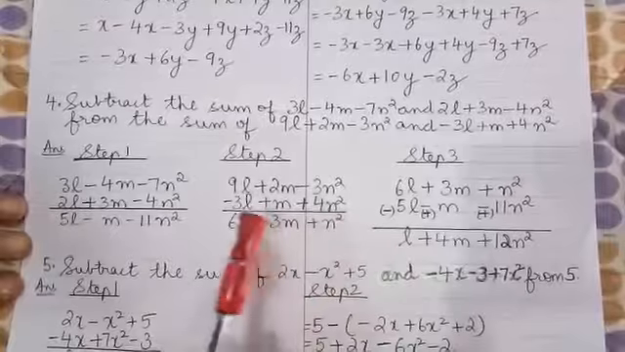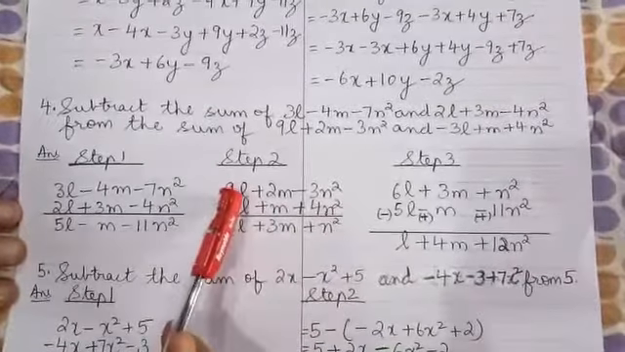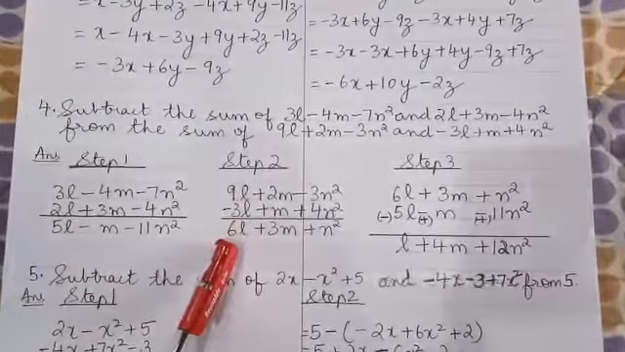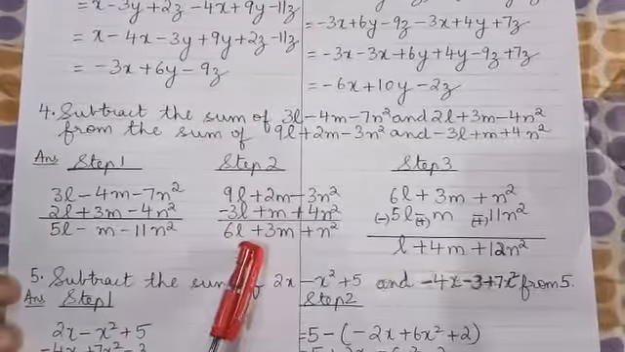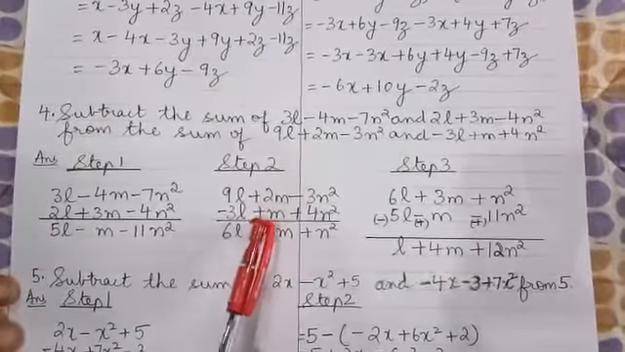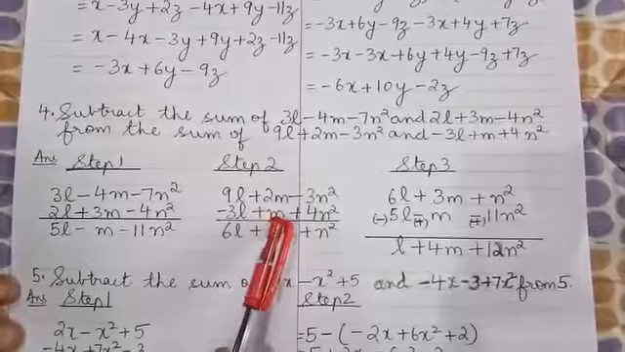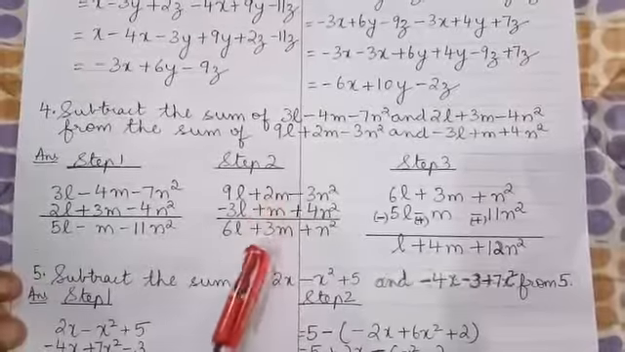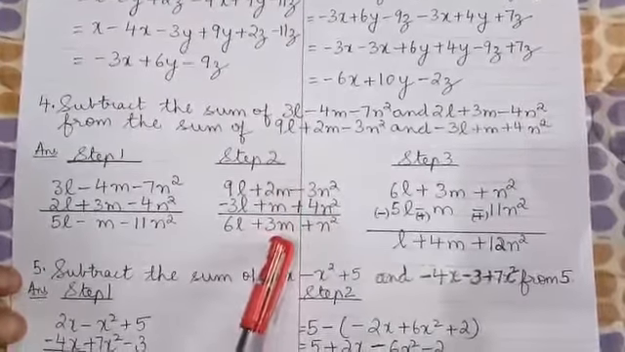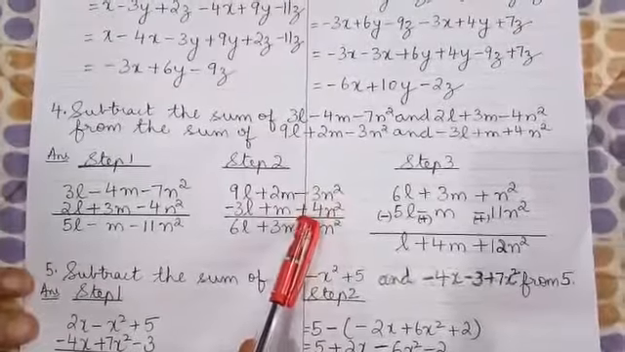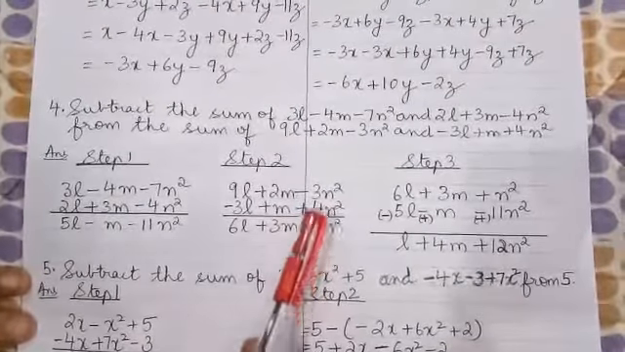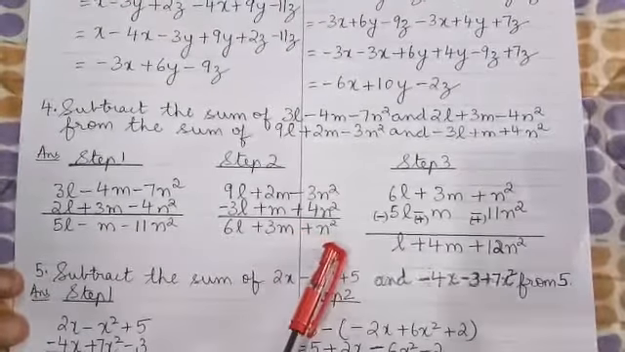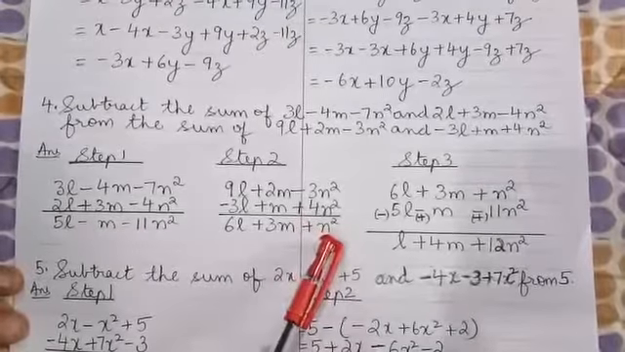Now let's add. Plus 9 minus 3. See, 9 meaning plus 9. Plus 9 minus 3 is plus 6, 6l. Plus 2 plus 1. Plus m meaning plus 1m. This is plus m meaning plus 1m. So plus 2 plus 1 plus 3, plus 3m. Minus 3 plus 4 plus 1. Minus 3 plus 4 is plus 1. So plus 1n square or simply plus n square.